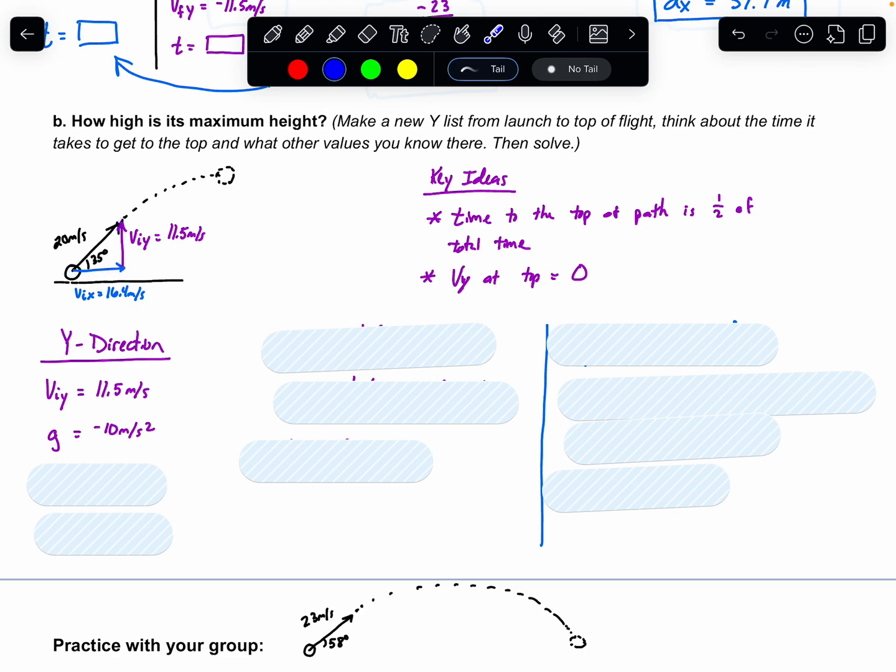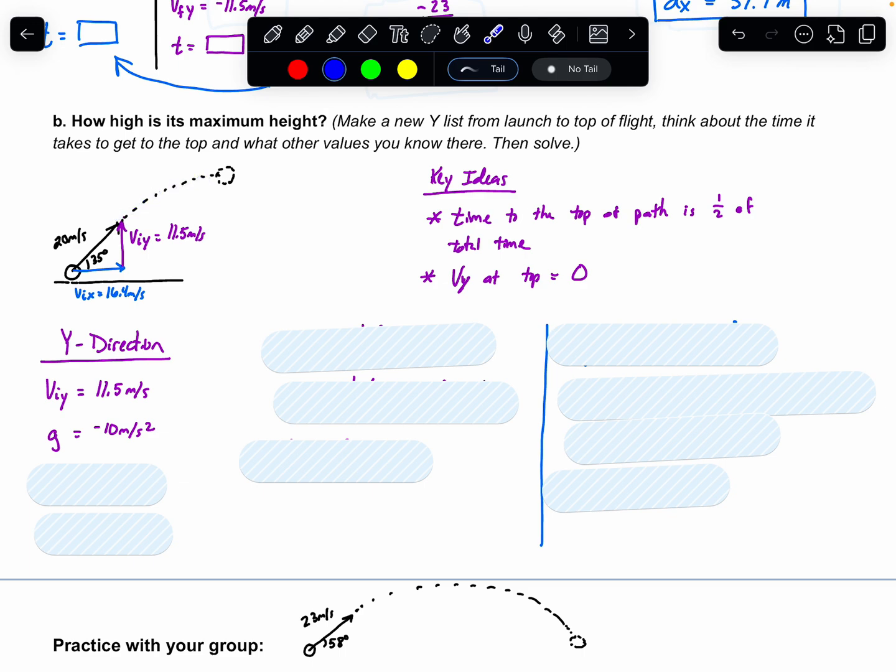For this one, we are going to focus on the y direction, and we're going to make a new list that helps us understand what's happening to that vertical velocity and the time when the ball is halfway to the top of its path.